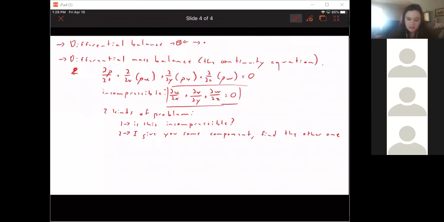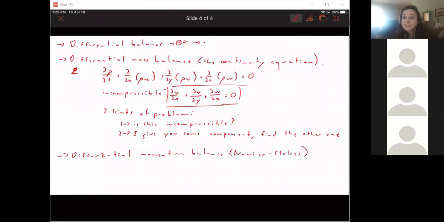And now, Navier-Stokes. Remember, Navier-Stokes is also a differential balance. What kind of differential balance is it? Momentum. That is Navier-Stokes.